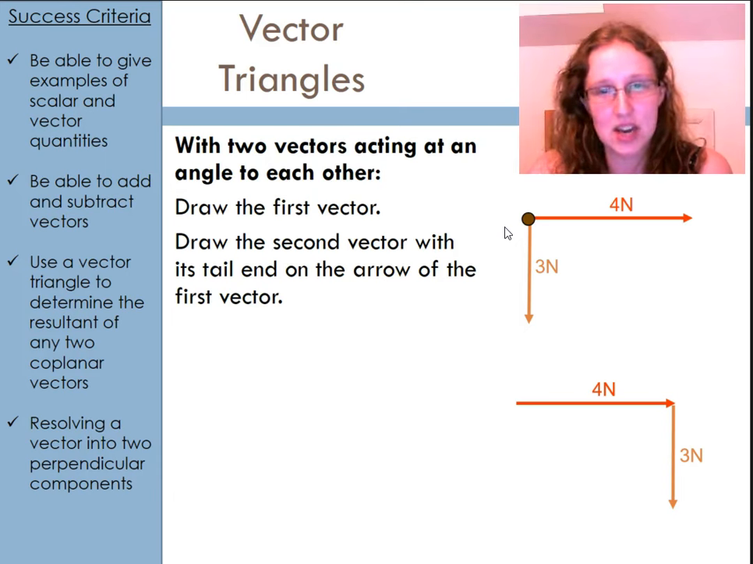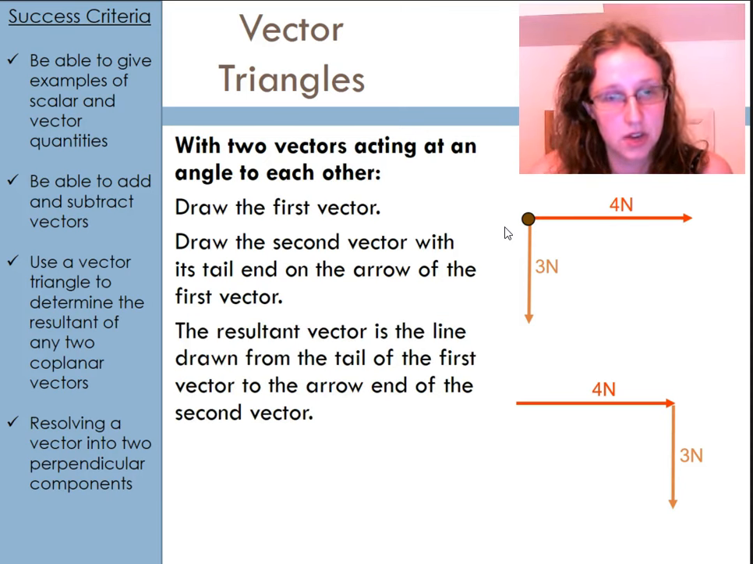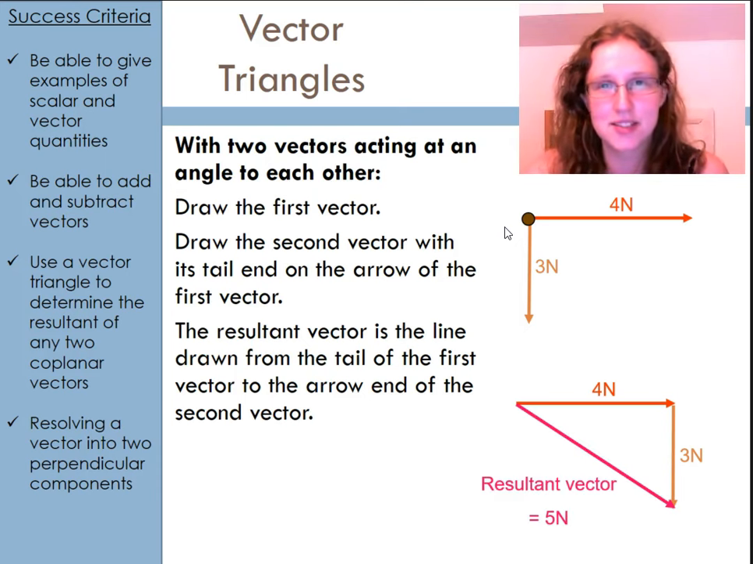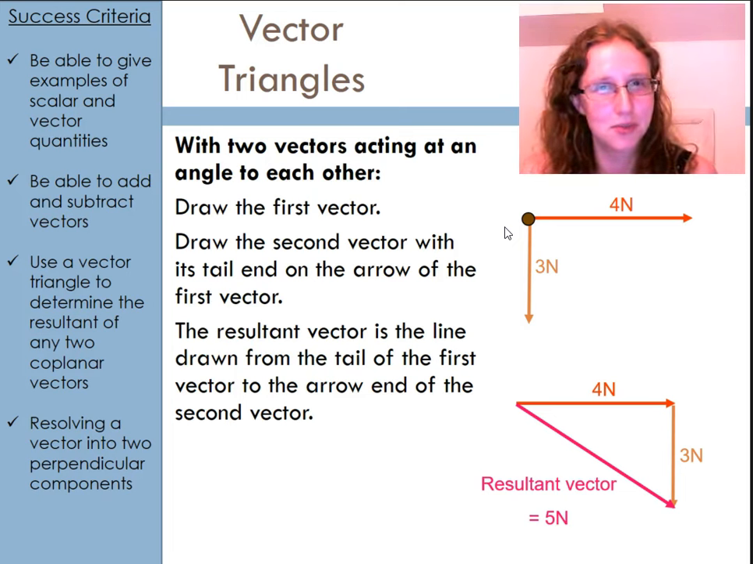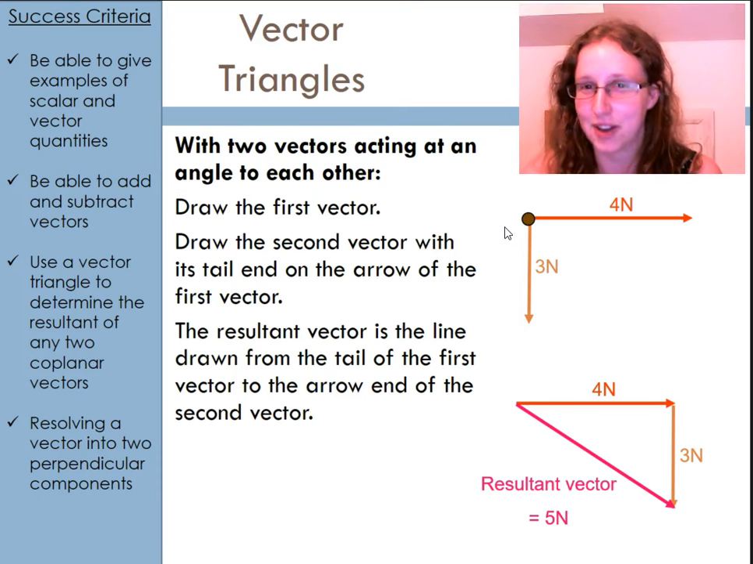And to find out where they'll add up to, what the resultant will be, I go from the tail of the first one to the arrow of the second one. So just like that. And because, as if by magic, I picked 3 and 4, if I put those into a right angle triangle, I'll come out with a hypotenuse of 5 newtons. It's a very nice Pythagorean triangle.